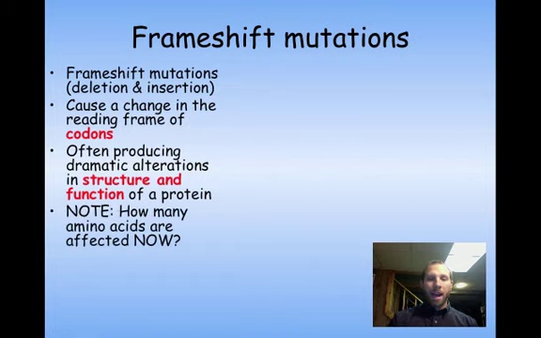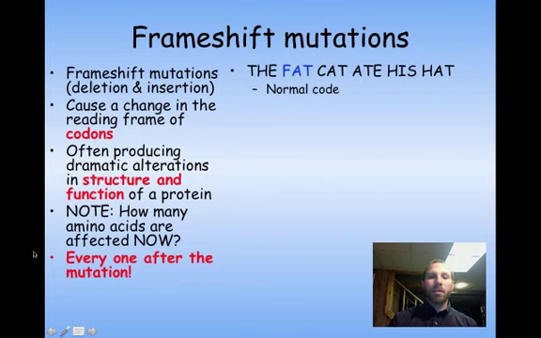And note, how many amino acids are now going to be affected? Remember, in our point mutations or substitutions, we only affected one amino acid. In a frame shift mutation, we affect every amino acid after the mutation. So it has a greater impact.